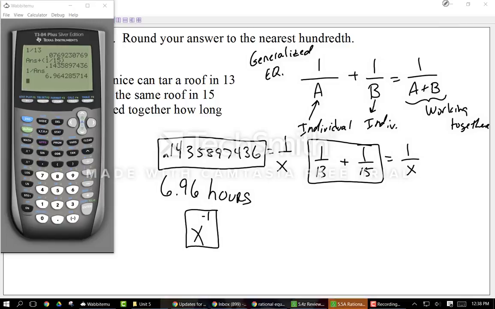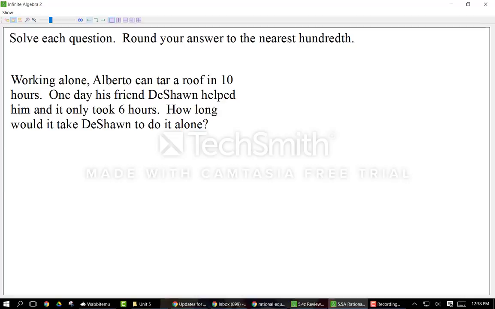Let's go on to another problem. All right, let's look at this particular problem. Again, I'm going to use the 1 over A method that I talked about in the last question. Remember, this was individual, individual, and then this was working together.